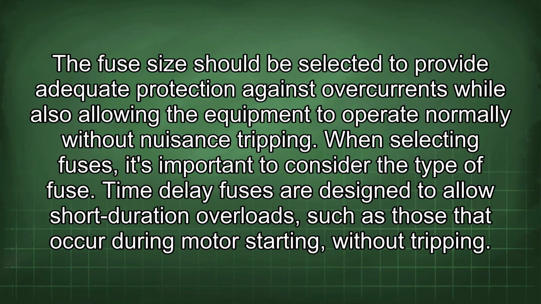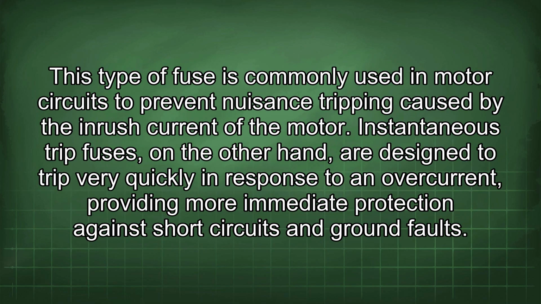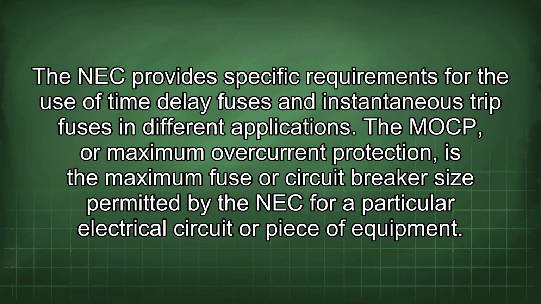Time delay fuses are designed to allow short duration overloads, such as those that occur during motor starting, without tripping. This type of fuse is commonly used in motor circuits to prevent nuisance tripping caused by the inrush current of the motor. Instantaneous trip fuses, on the other hand, are designed to trip very quickly in response to an overcurrent, providing more immediate protection against short circuits and ground faults. The NEC provides specific requirements for the use of time delay fuses and instantaneous trip fuses in different applications.